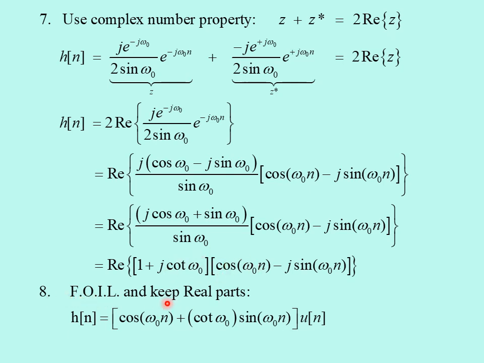In step 8, I FOILed it out and just kept the real parts because that's what this real symbol out here means. We're throwing out the imaginary part, just keeping the real part due to this property shown up here. And so here finally is our impulse response, which is the output of the oscillator. Notice there's a cosine of omega naught n plus cotangent omega naught. This is just a number depending on what omega naught is. And then we have an oscillating sine term here, sine of omega naught n.